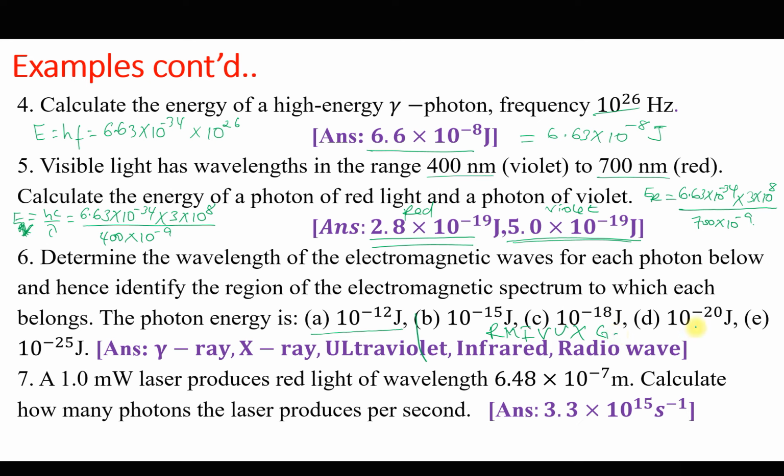So I'll check 10 to the power of minus 20. So energy is 10 to the power of minus 20. Energy equals hc over wavelength. It is easier to identify the region using wavelength because we are used to the wavelength of visible light. So using this equation, the wavelength is going to be equal to 6.63 times 10 to the power of minus 34 times 3 times 10 to the power of 8 divided by the energy, which is given as 10 to the power of minus 20. I'm just trying out this one.